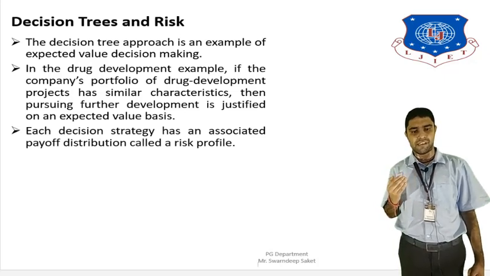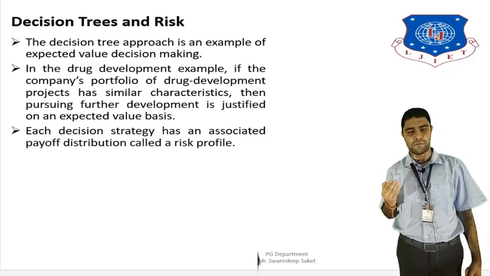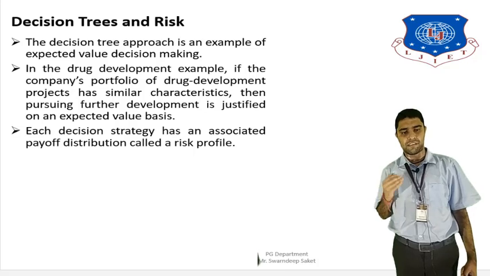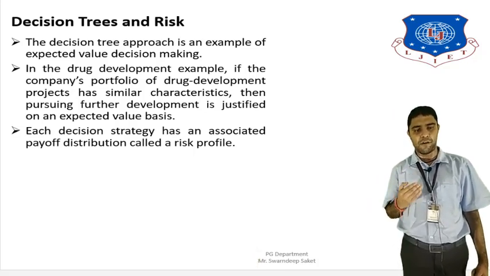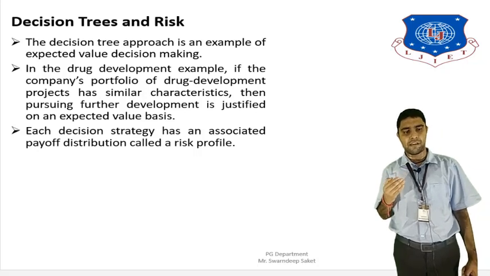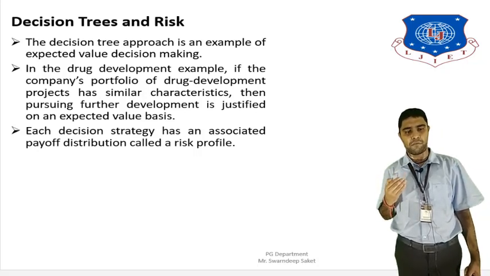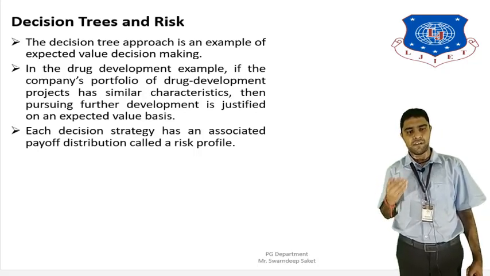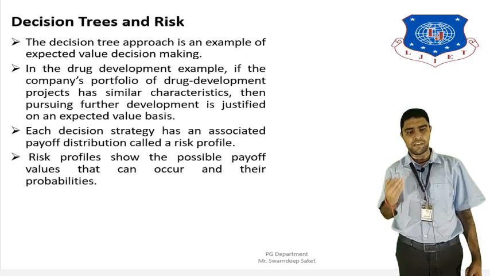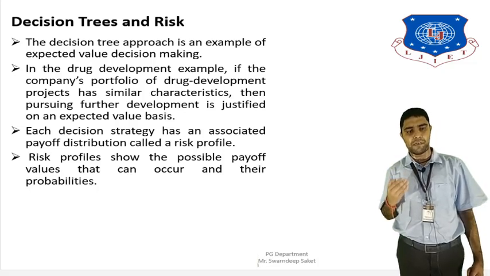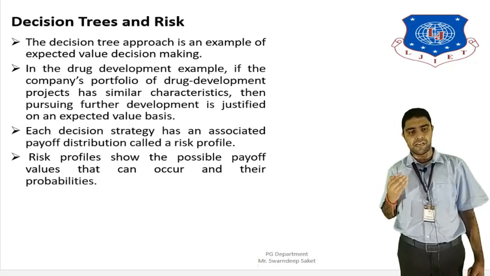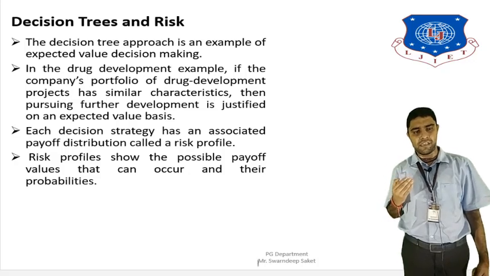Each decision strategy has an associated payoff distribution. So there is one decision strategy, and each decision strategy will contain the payoff table. Payoff table values, like profit, cost, time or distance, are also called risk. The risk profile shows the possible payoffs, what the possible payoff values are and how they can occur, and what the probability values are for them. That will be decided using the decision tree analysis.